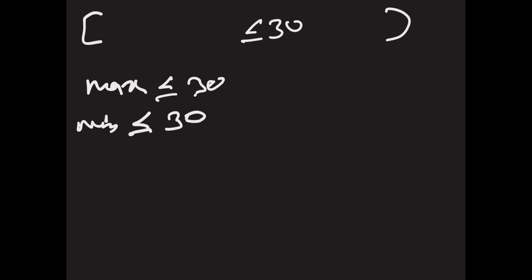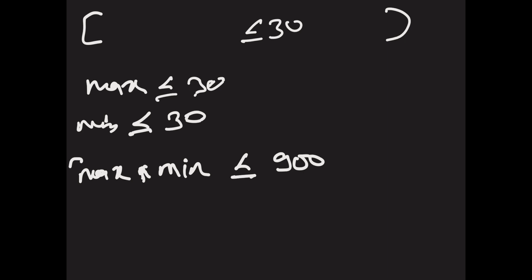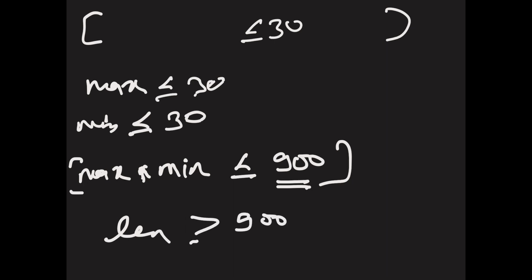So the product of maximum and minimum will be less than or equal to 900. Can we say that? Obviously we can say that. So the thing which we want to divide the length with is less than or equal to 900. So this is the hint that we should never look for lengths greater than 900.